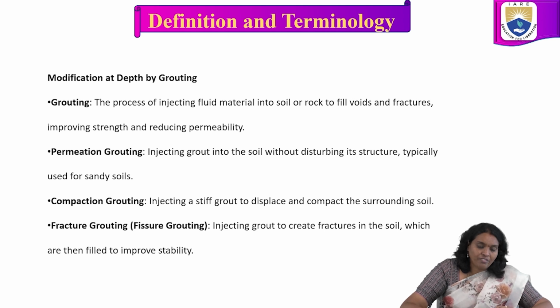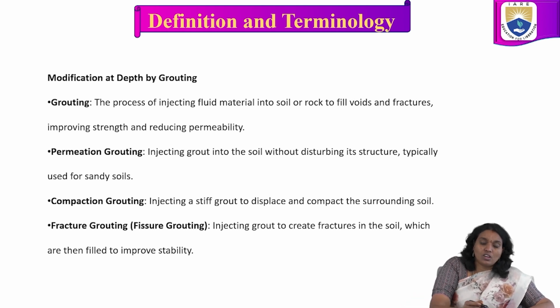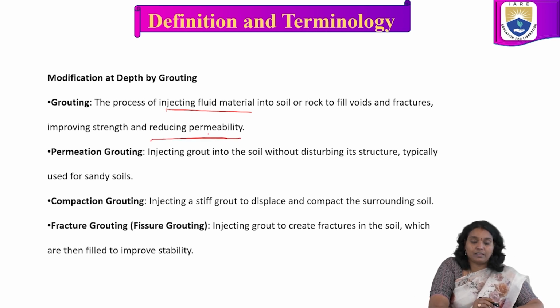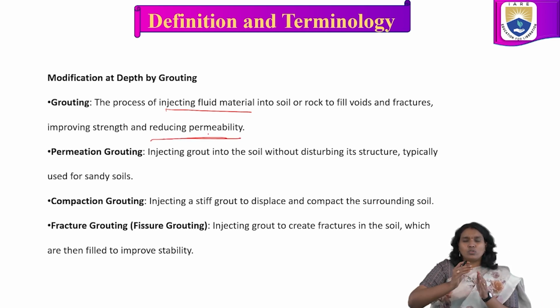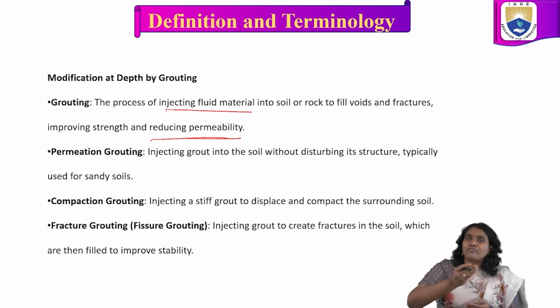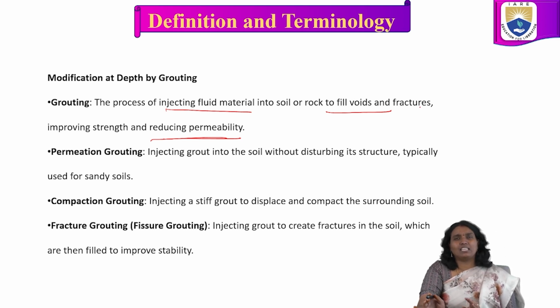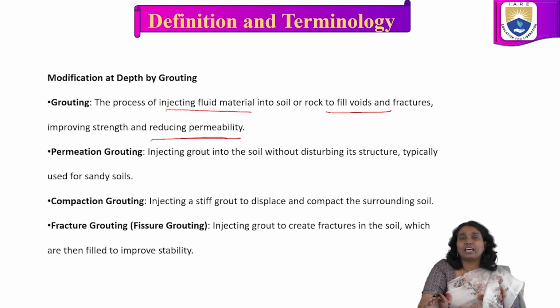So in this, modification at depth by grouting, the process of injecting fluid material into soil or rock to fill voids and fractures, improving the strength and reducing permeability. Reducing permeability means we are getting the improved property. So that is helpful for the construction work. So the process of injecting fluid material into the soil or rock to fill voids and fractures is for getting the desired or improved properties of strength and reduced permeability.